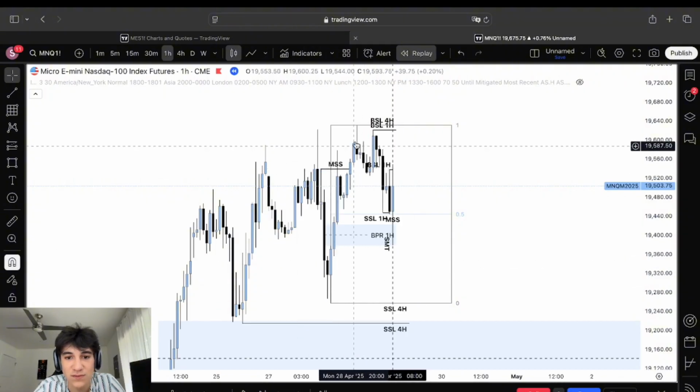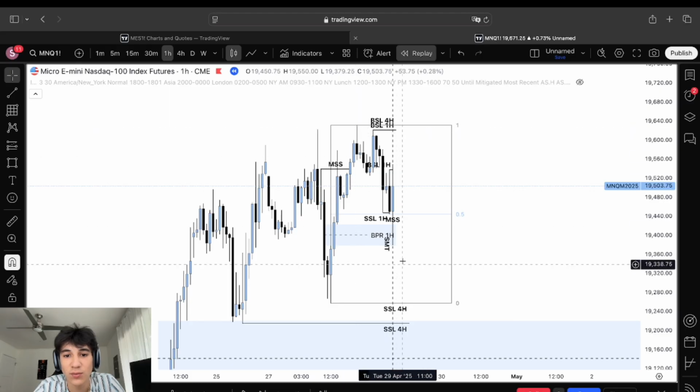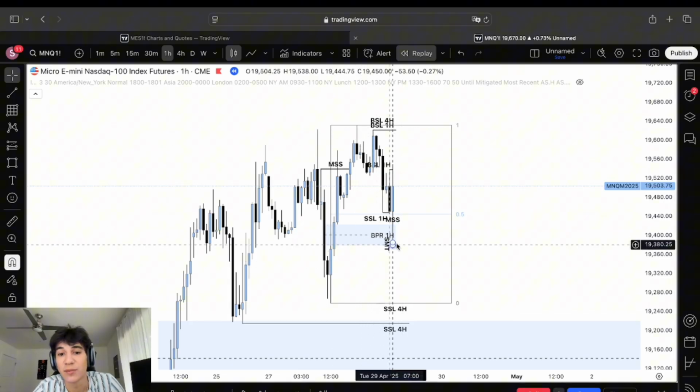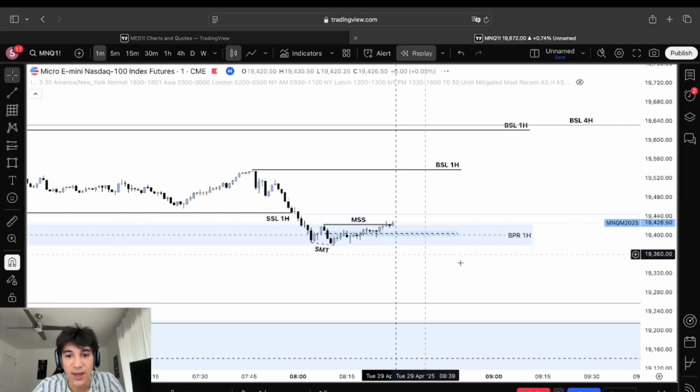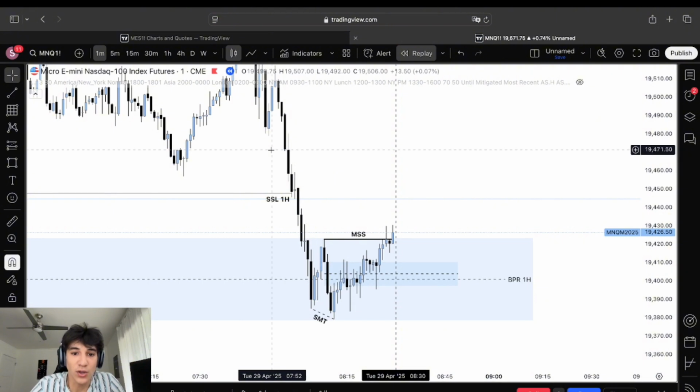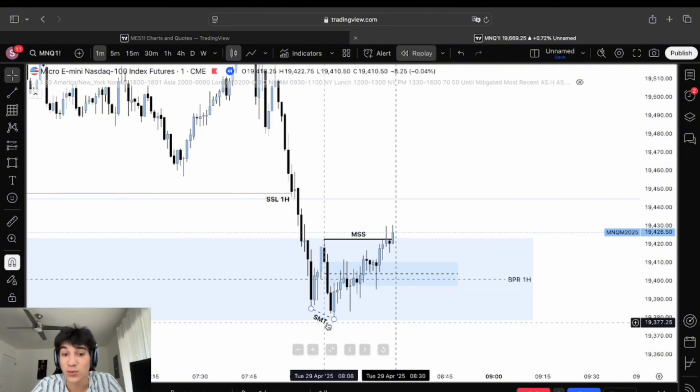We get a market structure shift to the upside. We create a range, come back into the range, come back into this BPR, and that's on the 1 hour. And so now, whenever I go down to the 1 minute, and I see the same thing, that we continue, we break this trend. We also got an SMT.